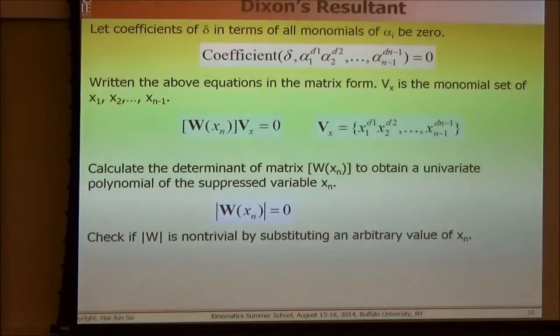But in a lot of cases, in kinematics problems, the equations have a lot of zeros, a lot of missing terms, missing monomials, so you will often end up with a singular one. So then you have trouble, and you have to find another way to generate extra polynomials.